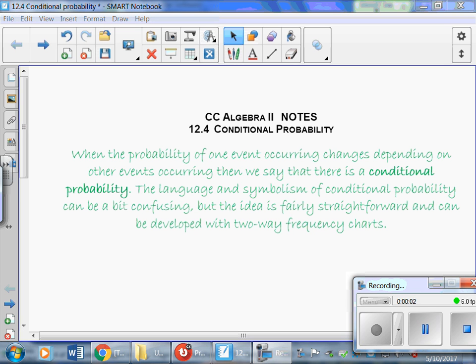Hi, welcome back. Today's lesson is 12.4 Conditional Probability. What we're going to be talking about today is conditional probability, when the probability of something happening is given that something happened before that. What's the probability of you eating lunch today when you've already eaten breakfast, something like that. So you're given two situations and two events happening, and you're going to assume one of them already happened.